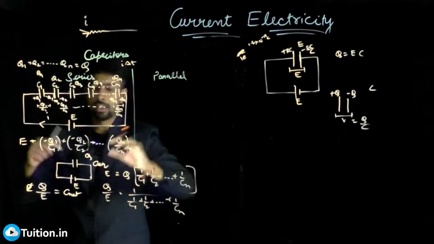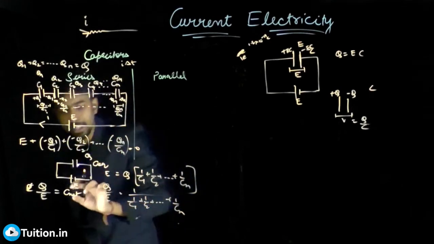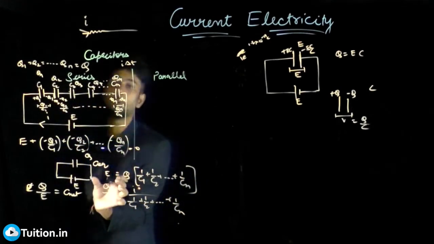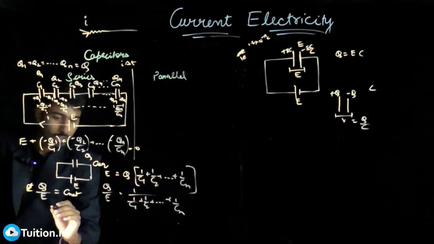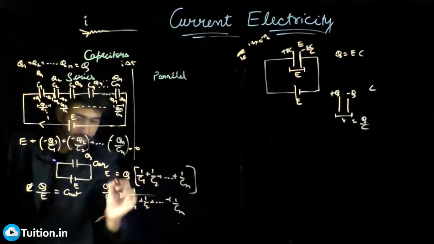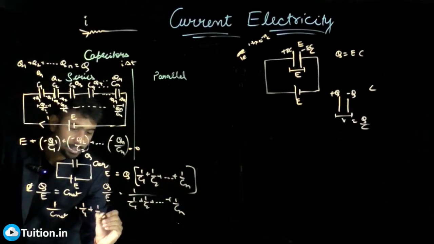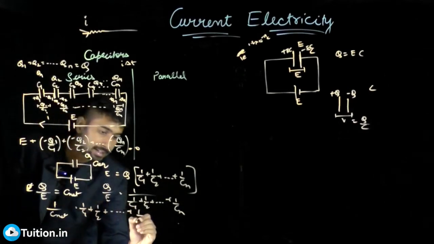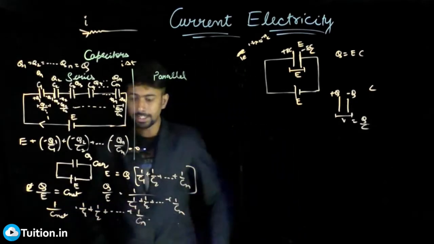And then if I replace this with an equivalent system so that my Q does not change and my E also does not change, then what will be the C equivalent for that? I just have to relate these two. So I can say that 1 by C net is nothing but 1 by C1 plus 1 by C2 plus so on plus 1 by Cn. Do you understand? This is the whole case.